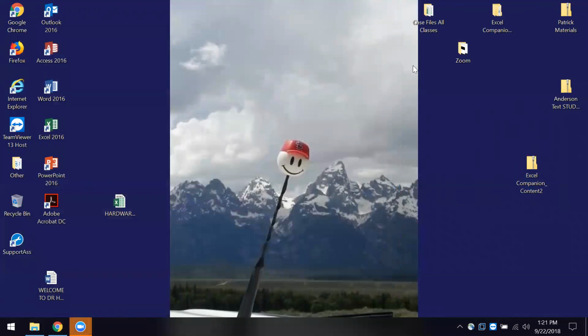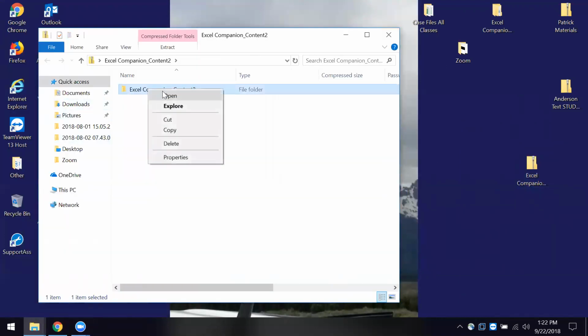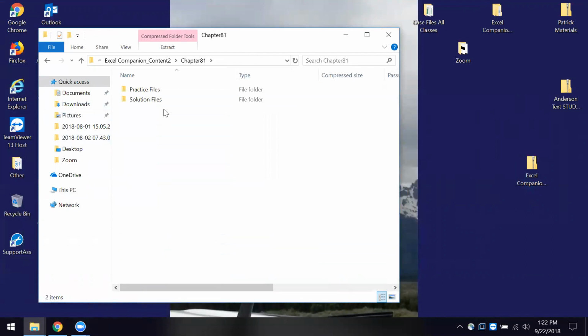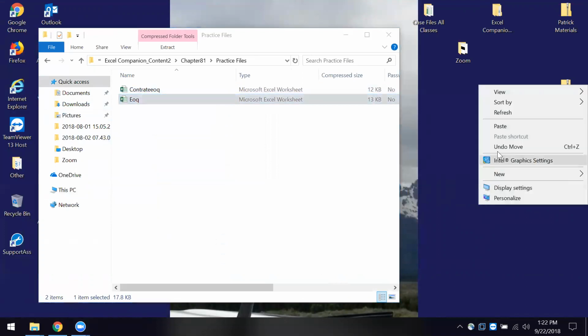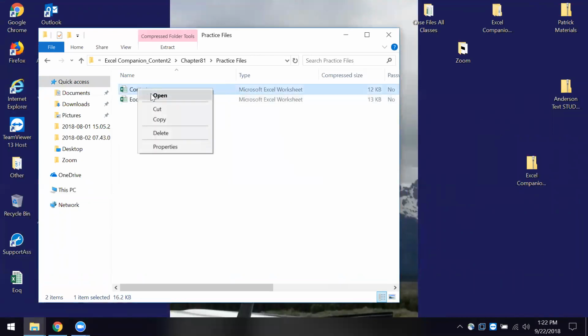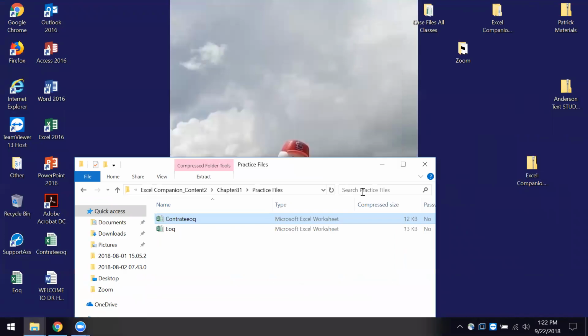And now we're going to come over here and I'm going to open this up and go into the chapter 81 Excel files. I'll find the 2 files, and these are in the practice files. I'm going to copy this and paste it on my desktop. Then I'm going to get the second one, copy it, and paste it to my desktop. And then I'll close these off.